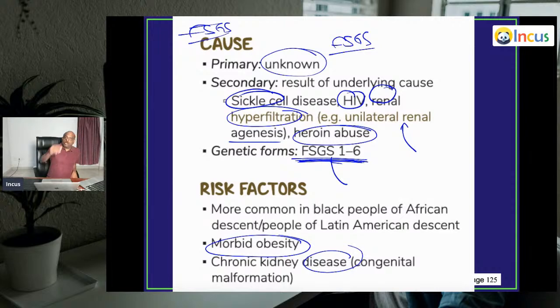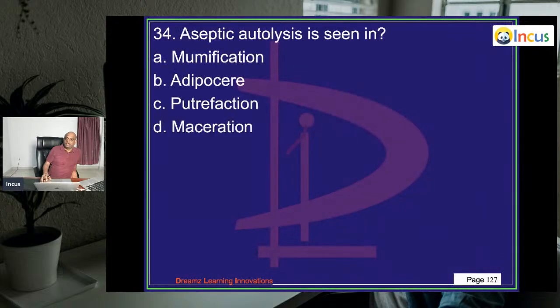Once more, glomerulonephritis, doctor, sure shot topic tomorrow in the NEET PG exam. No doubt on that. Just give me 1 minute.